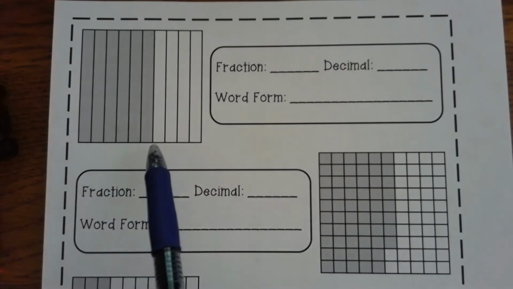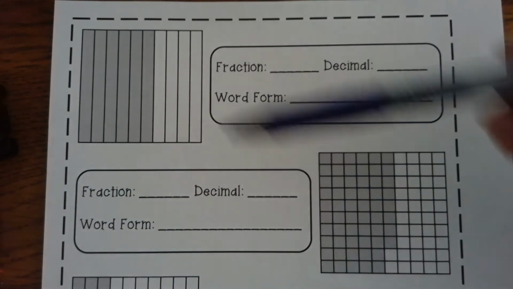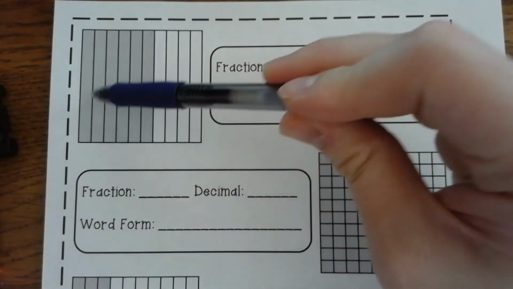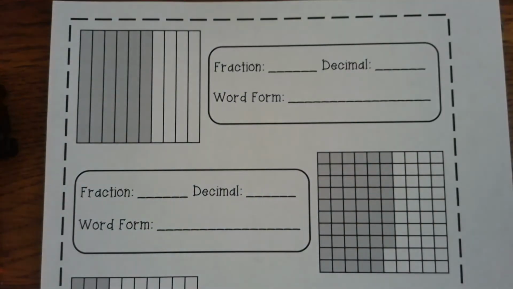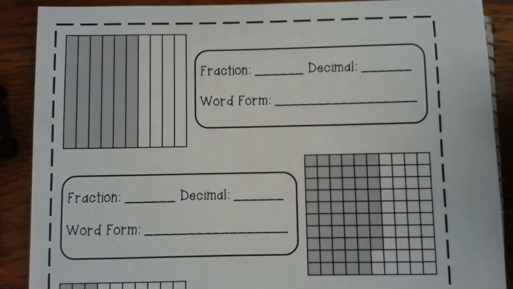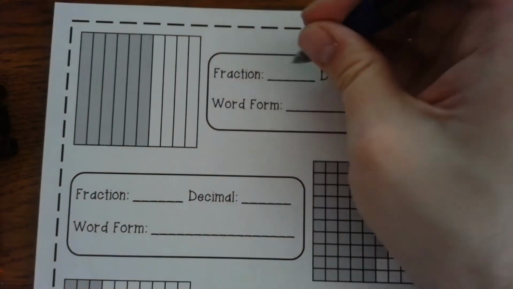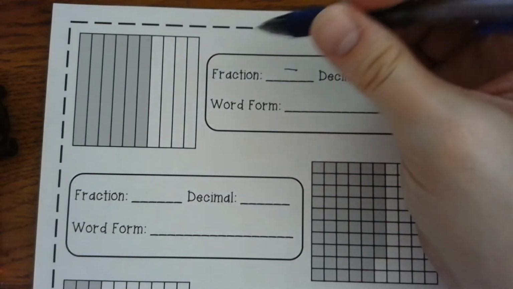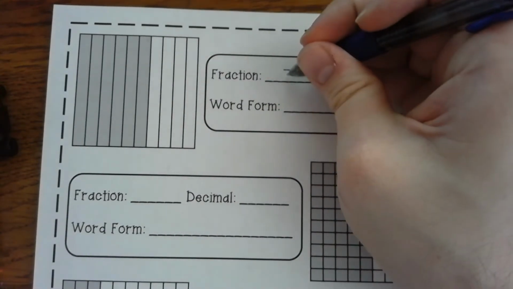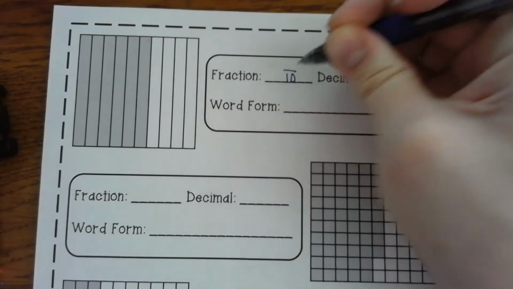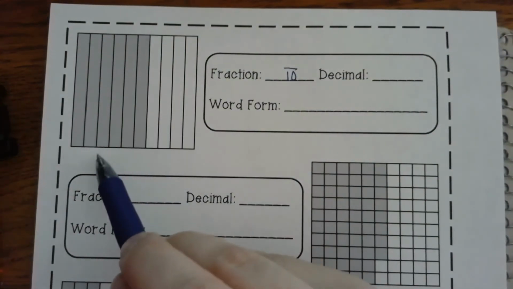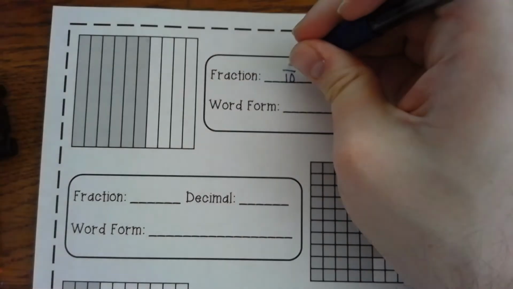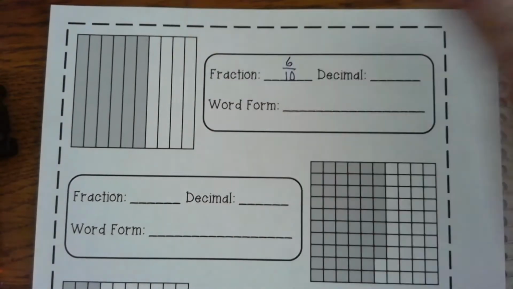So with this one, there are much fewer parts, right? We only have 1, 2, 3, 4, 5, 6, 7, 8, 9, 10 parts to the whole. So if you're going to create a fraction for it, you already know what your denominator is because we figured out how many parts make up that whole. So your denominator is going to be 10. Now how many are shaded in? We can count 1, 2, 3, 4, 5, 6. So this model represents 6 over 10.